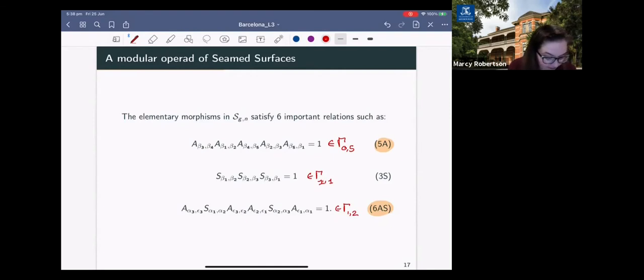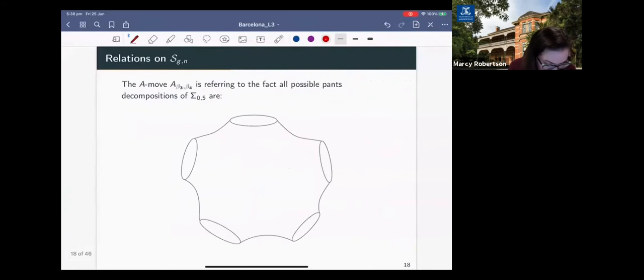And a way to think about what's going on with this presentation, like what is this morphism saying? So the relation that we just had, and this will come up quite a few times, is that if you have this surface, oh, it's already on there, sigma 0, 5, right? If I have this labeling, and I look at all the different ways in which I can cut this into pairs of pants, they're all equivalent. That's what the 5A relation said.